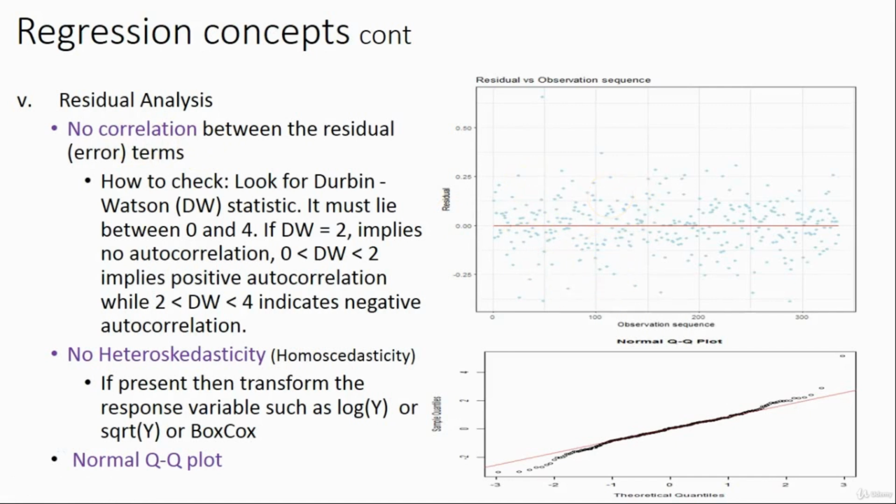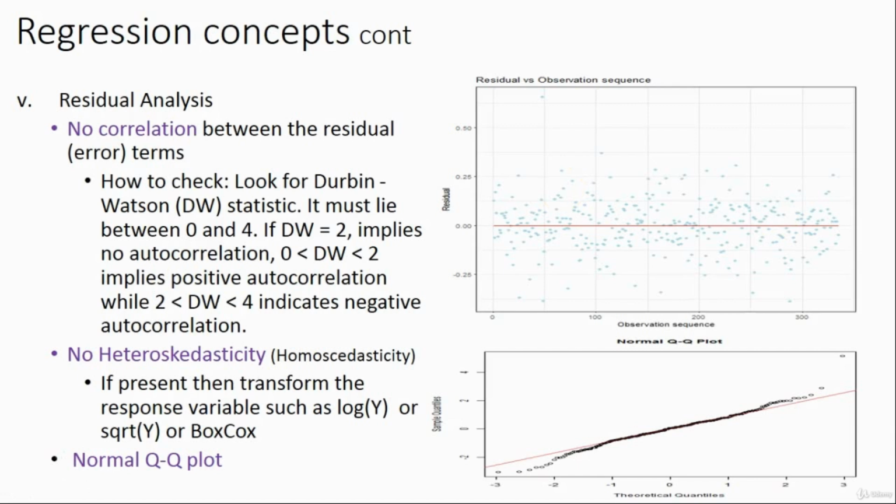So what it means is that if you see this, the way these residuals are here in the blue points, there should not be any visible pattern. It should be very much random. It should be random. This is what it means. There should not be correlation between them at all.